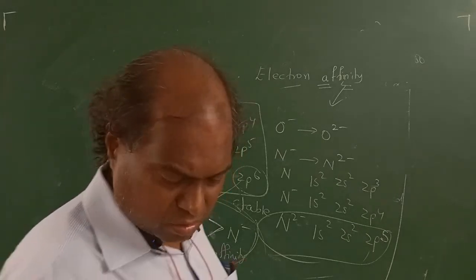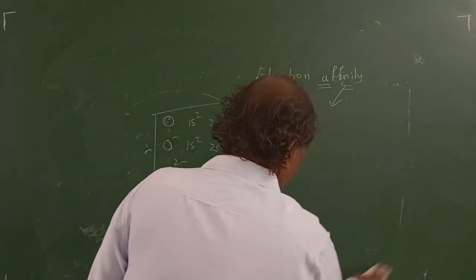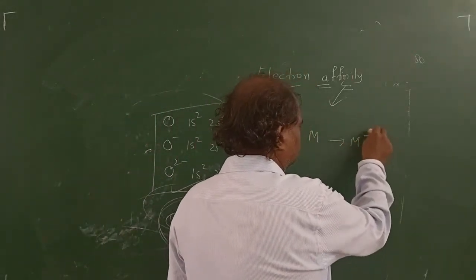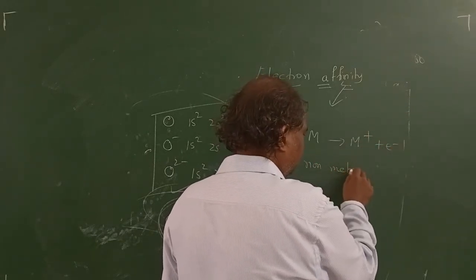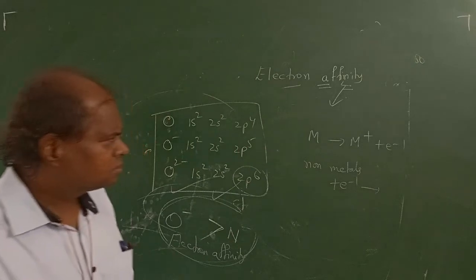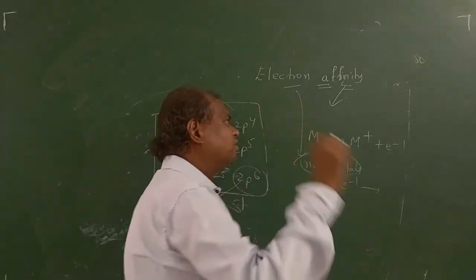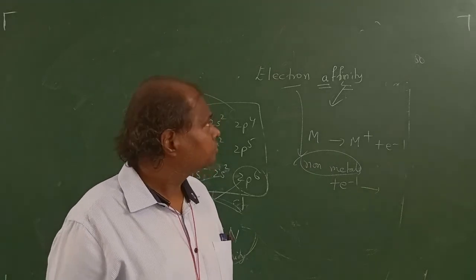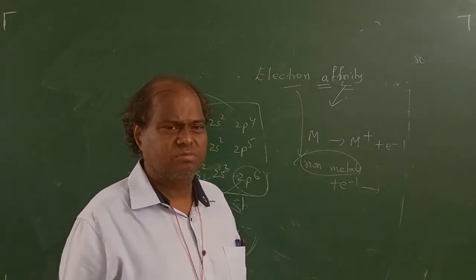Now, one small question I want to ask you. Metals will like to lose electron. Non-metals will like to accept electron. Clear? So therefore, can I say all non-metals will have very high electron affinity? They like to accept it, right? Non-metals have very high electron affinity. Metals, they lose. Right?